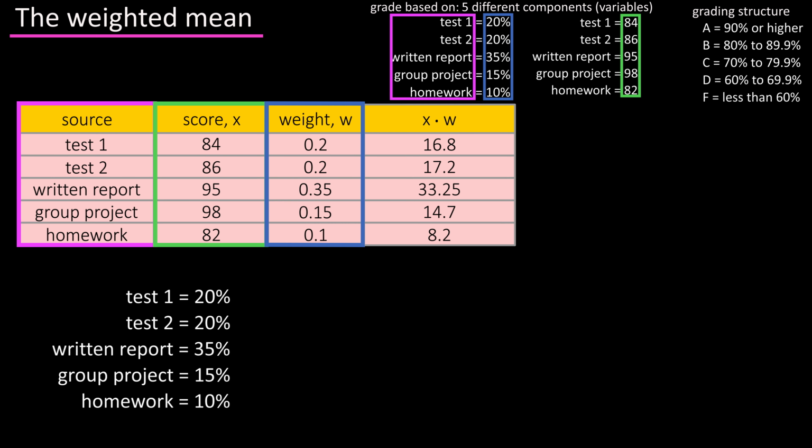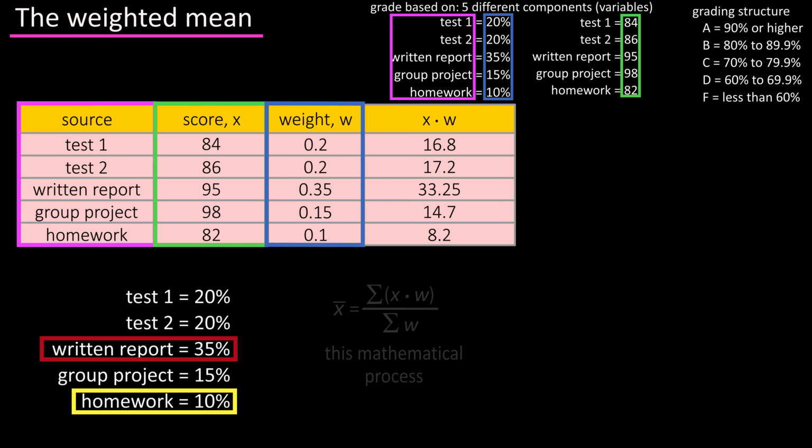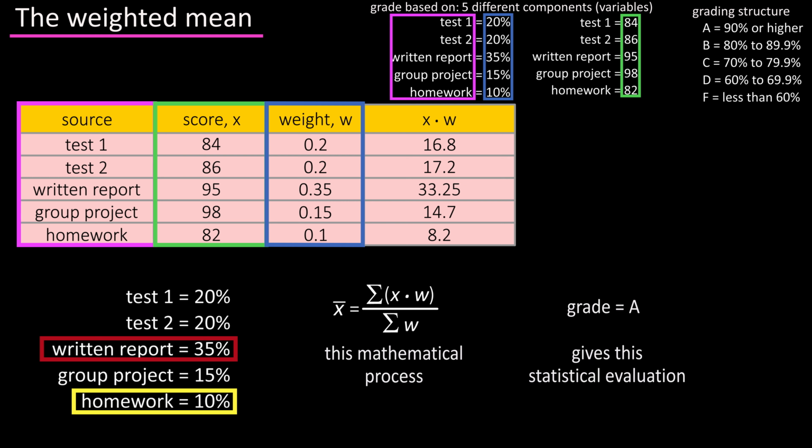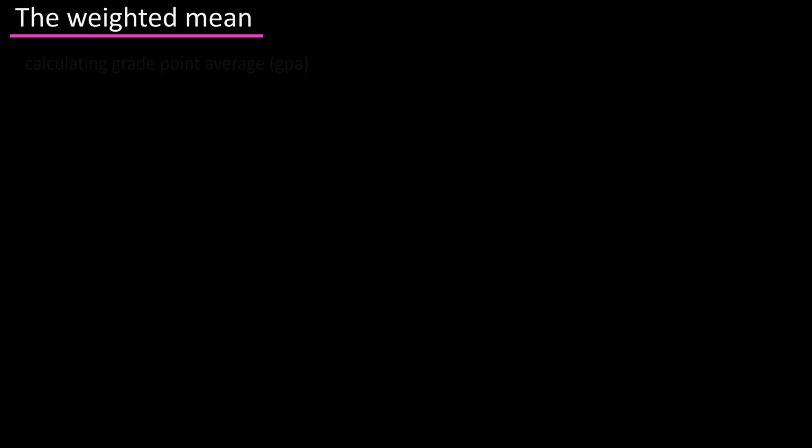What we're doing in this process is saying that this variable or score, such as the written report in this example, is more important than this other score, such as the homework. And we're using a mathematical process to generate a statistical evaluation, in this case, a grade. This method is what is used in determining grade point average.